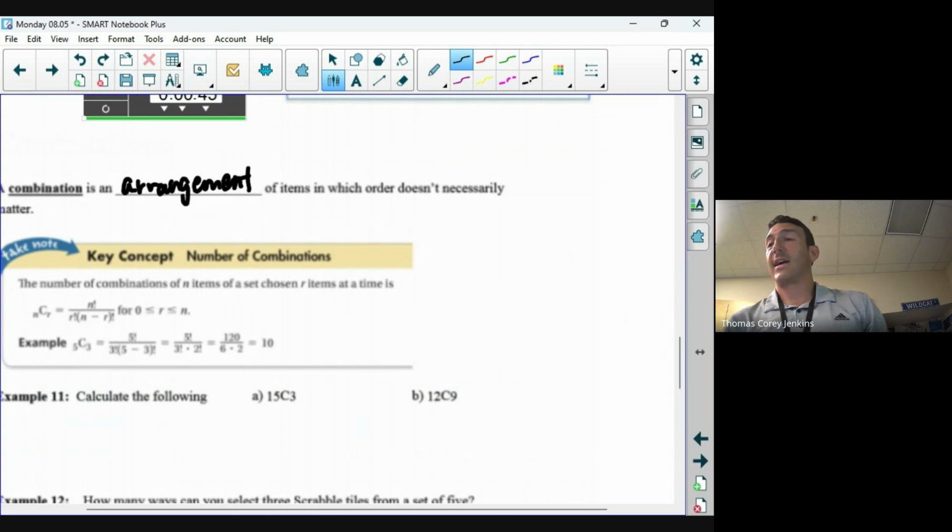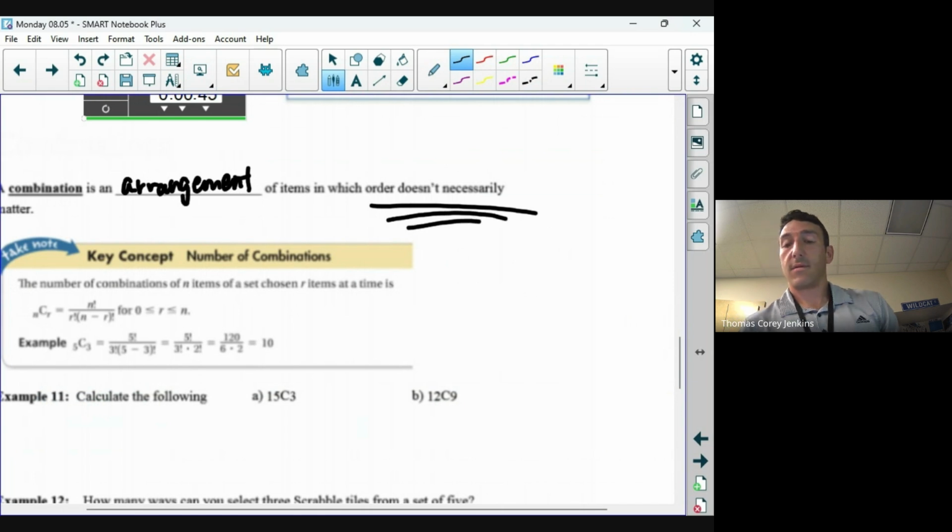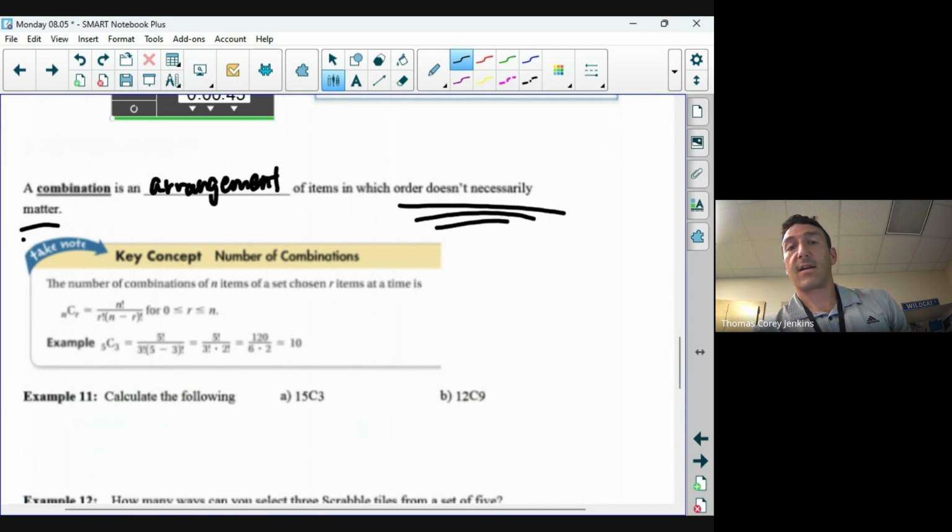And then I want you to highlight that order doesn't matter. Order doesn't matter. So this is when you're just pulling a random group, say I have a class of 32 here. How many ways can I pull a random group of 3? So we want to throw out any repeats, right?